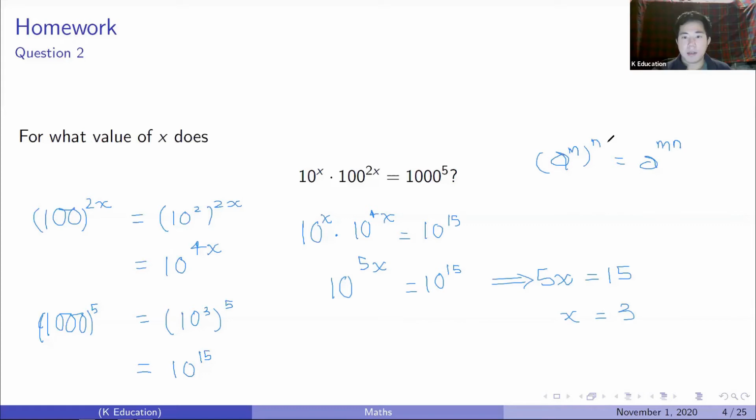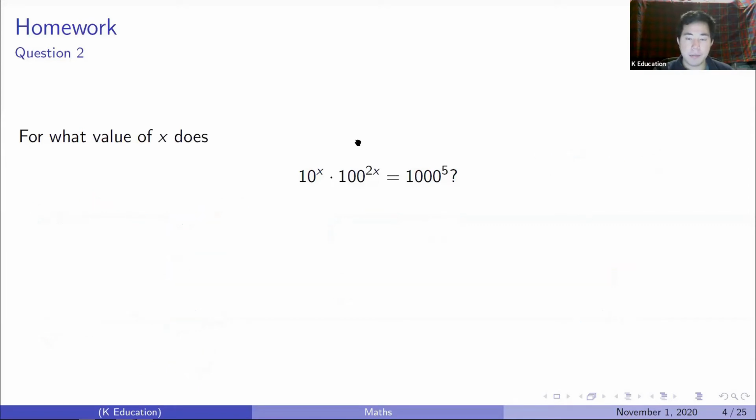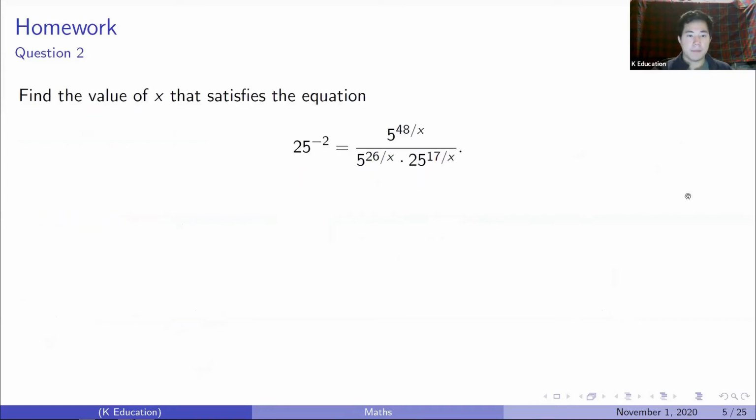So with these types of questions, you want to convert it all to the same base number, right? So here, the best number to choose is 10, because you can express 100 as a power of 10 and 1,000 also as a power of 10. Okay. Felicity, for question 2, part B, how did you do that?